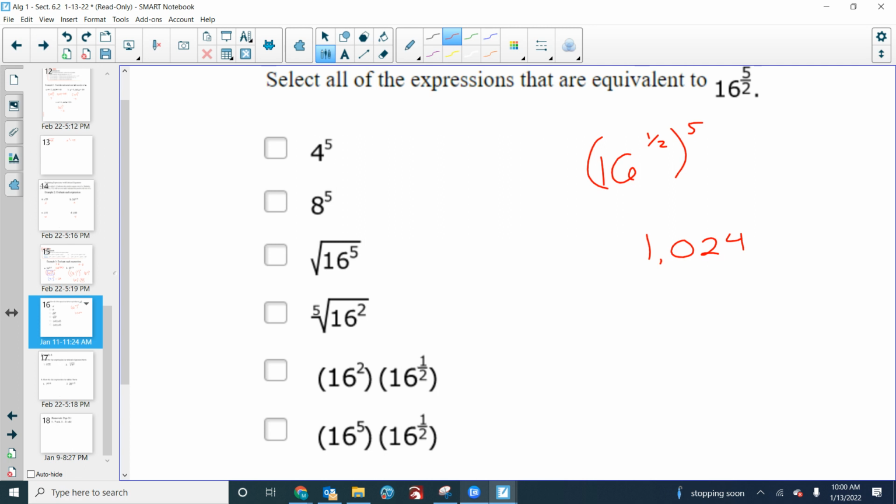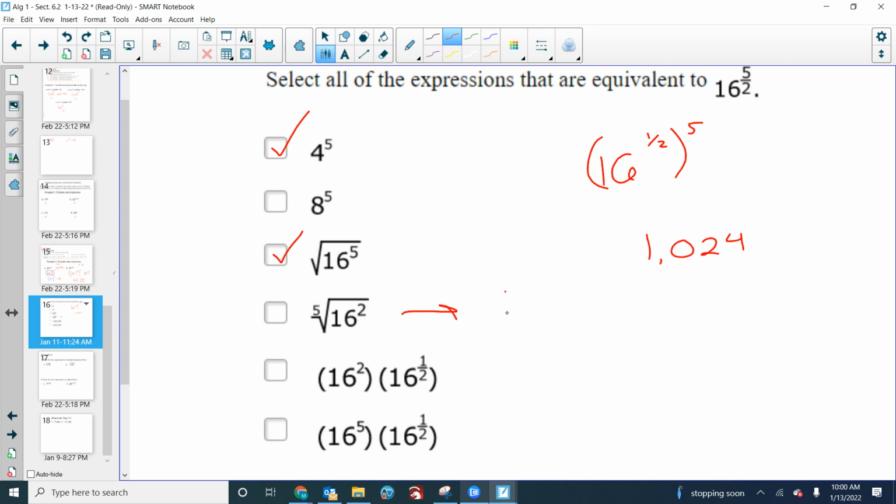So I would probably type in, well, we know it's 4 to the 5th. We know that one's right, don't we? Because we just did what's 4 to the 5th. That one's right. How about 8 to the 5th? Can't be right because it's 4 to the 5th. So that one's not right. How about the square root of 16 to the 5th? Well, isn't 16 to the 1/2 the square root of 16 to the 5th? So that one's good.